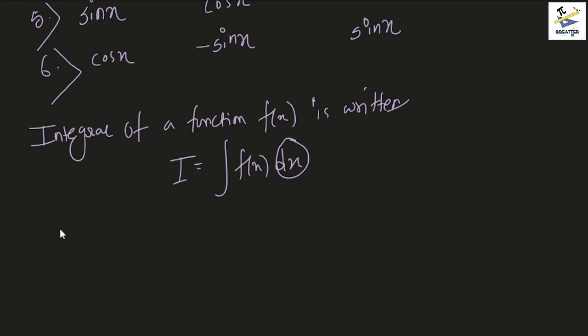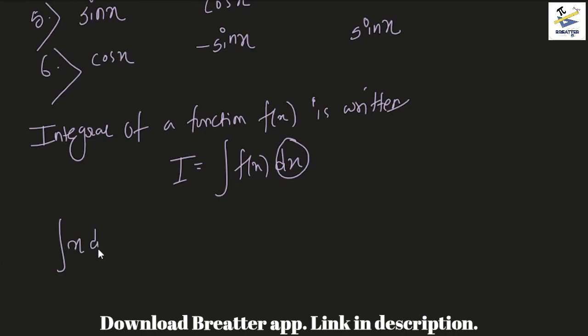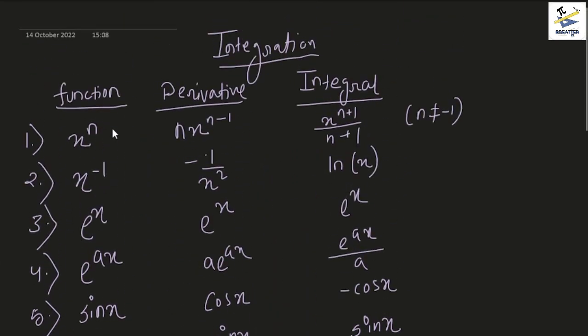So if we were to integrate, suppose, x dx, then we would only focus on the function x, because dx is always present by far, and as you know, this comes in the category of the first kind of functions where x to the power n and n is not equal to minus 1.